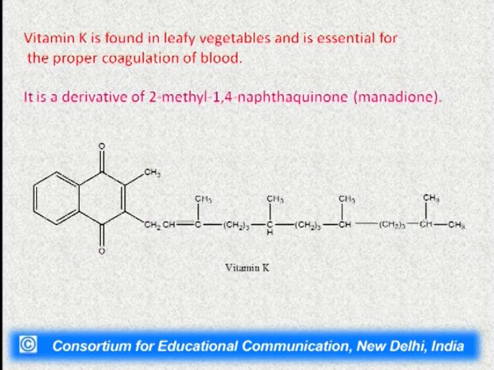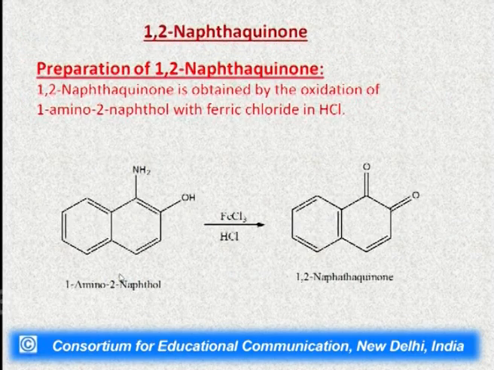This 1,4-naphthaquinone is also present in vitamin K, which is found in leafy vegetables and is essential for the proper coagulation of blood. It is a derivative of 2-methyl-1,4-naphthaquinone, which is called menadione. This is vitamin K, in which this is the extended part of the methyl chain, and we have this 1,4-naphthaquinone, the main nucleus, the main skeleton of vitamin K.